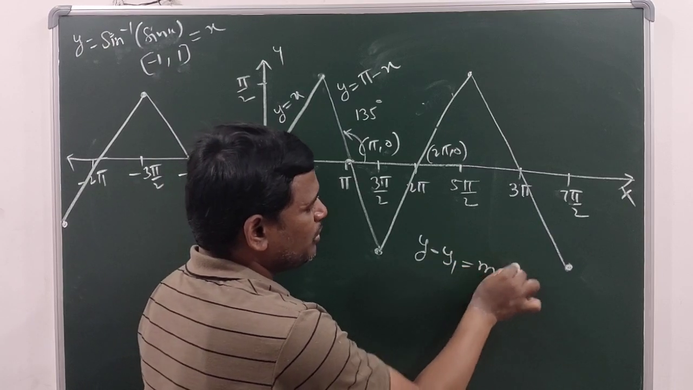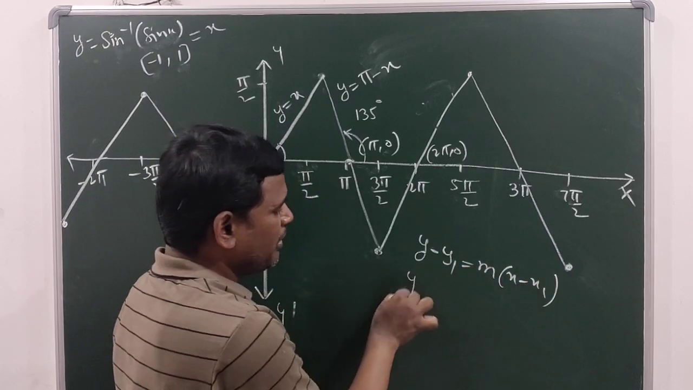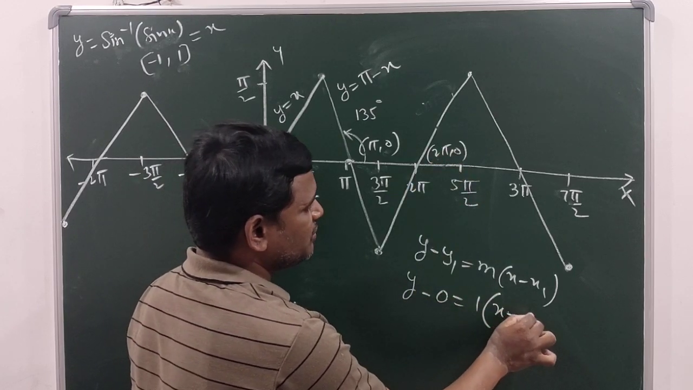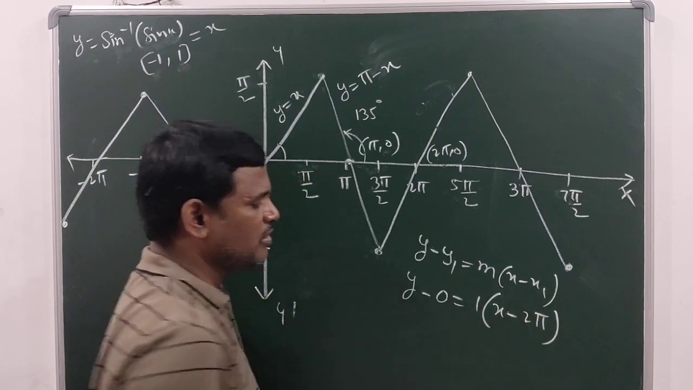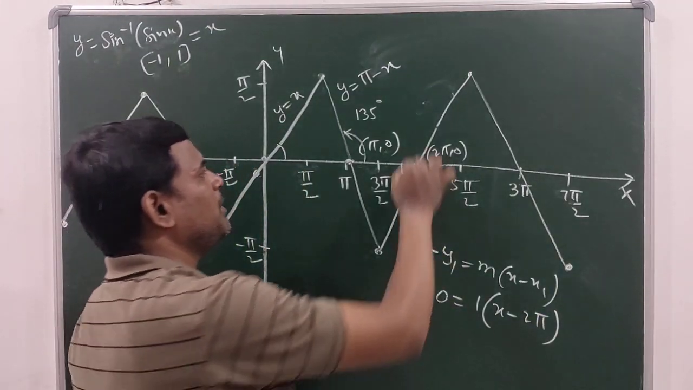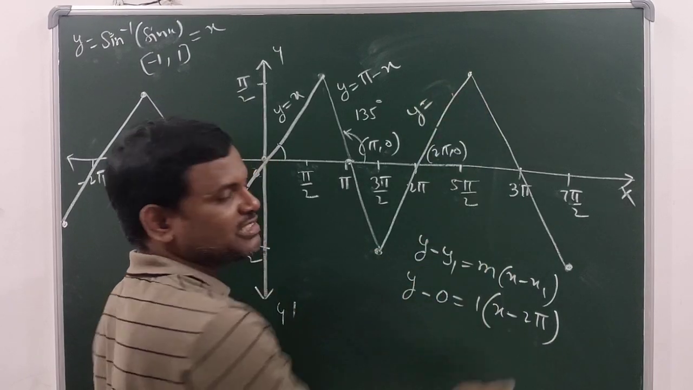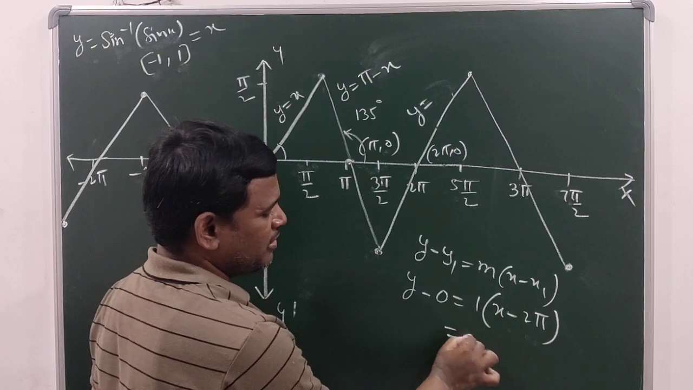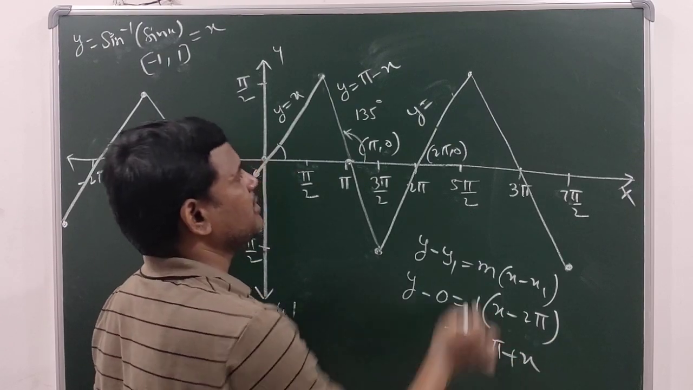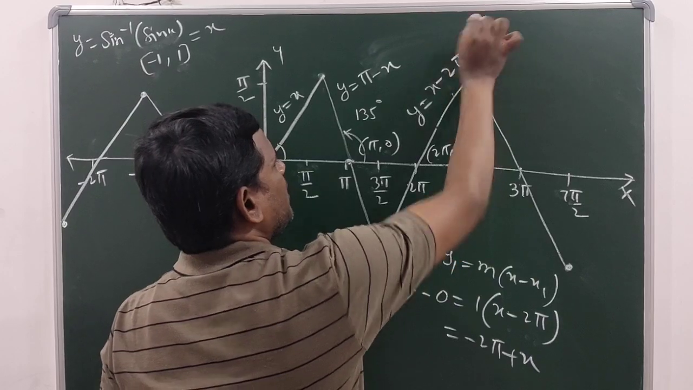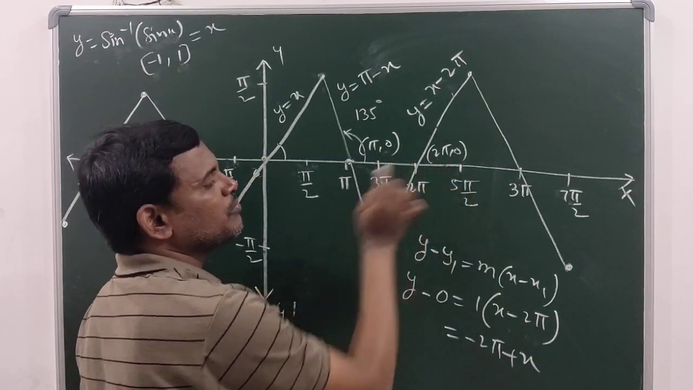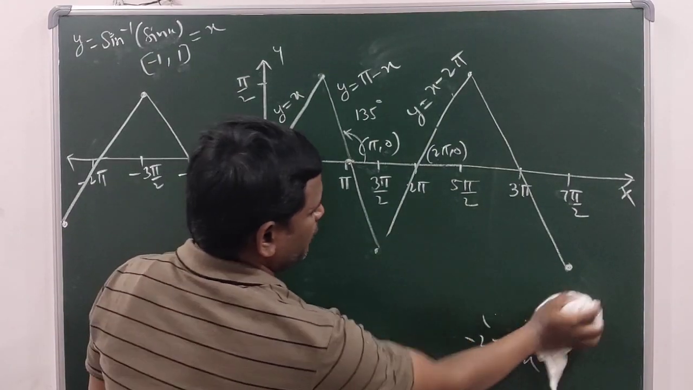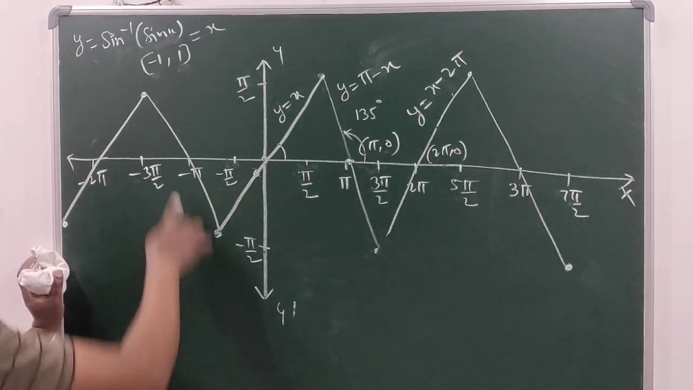y minus y1 equal to m into x minus x1. Now y1 value is 0, m value is 1, and x1 means 2 pi. Okay. So your result will be, tell me students, y equal to x minus 2 pi, or minus 2 pi plus x, however you can write, when x belongs to 270 to 450 degrees.